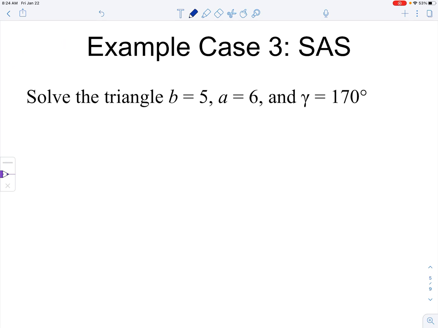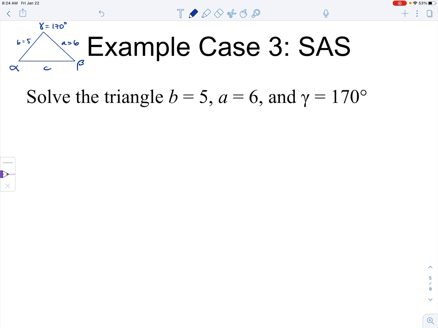We have another example of side angle side. Again, remember I like to sketch the triangle. So gamma equals 170 degrees. Side B is equal to 5. Side A is equal to 6. And we don't know beta, side C, or angle alpha.